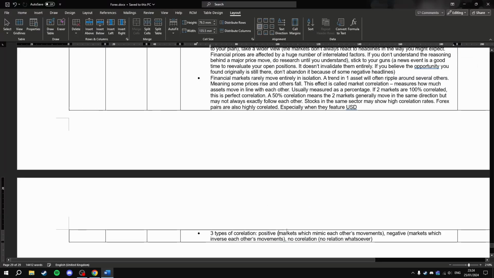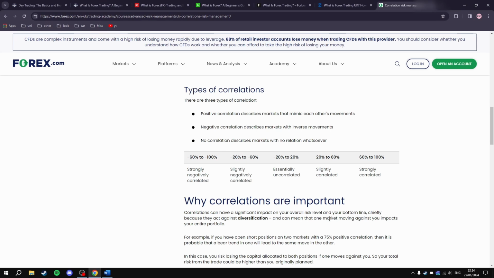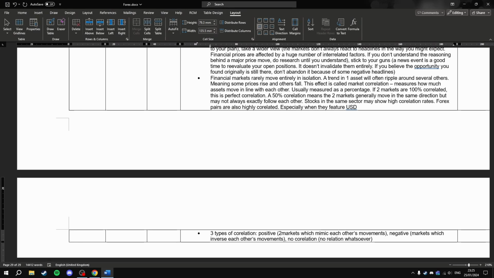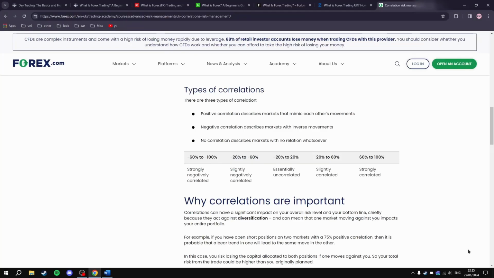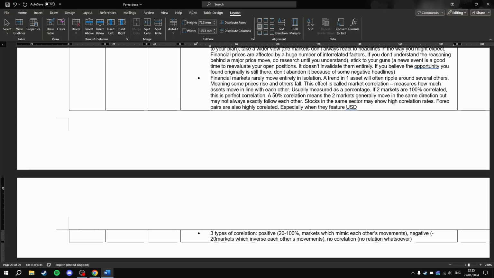So positive is around 20 to 100. Negative is minus 20 to minus 100%. No correlation is 20 to minus 20%.